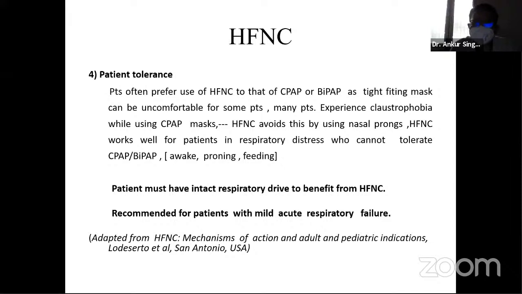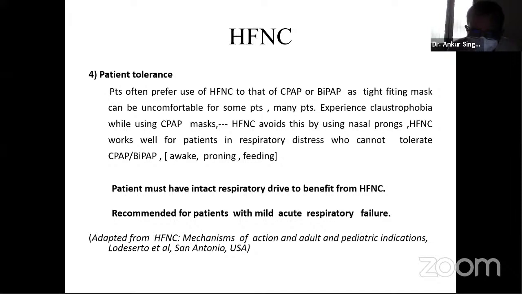The patient must have an intact respiratory drive to benefit from HFNC. Suppose a case of respiratory distress also has encephalitis. He is still having respiratory drive, but since his sensorium is not normal, we cannot put the child on CPAP and HFNC.